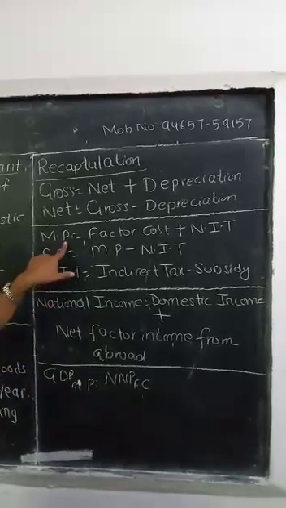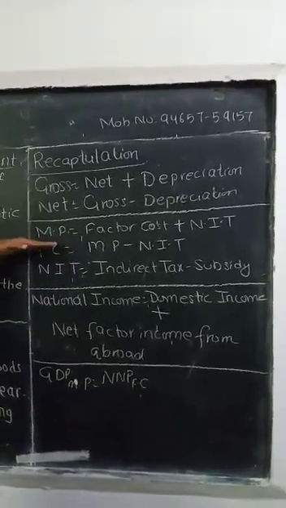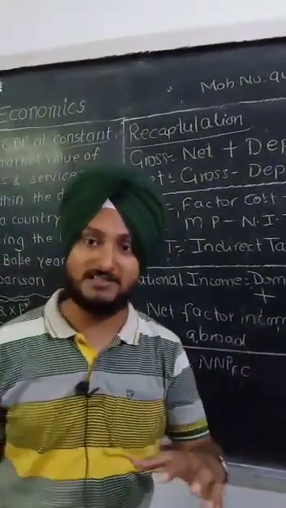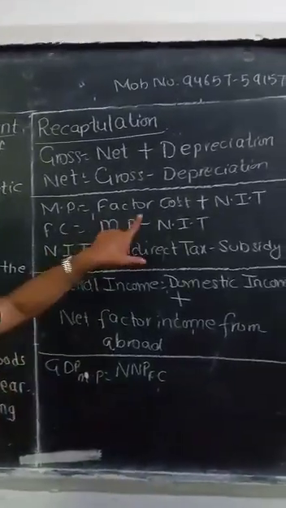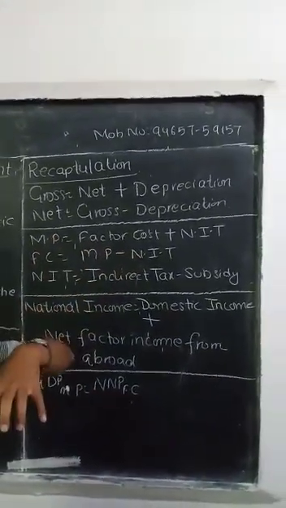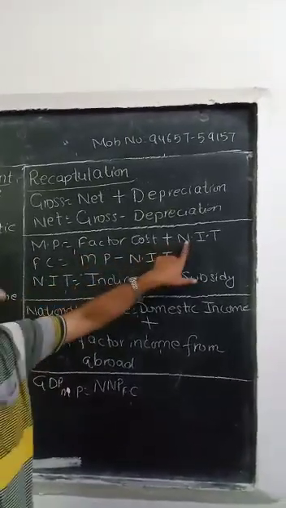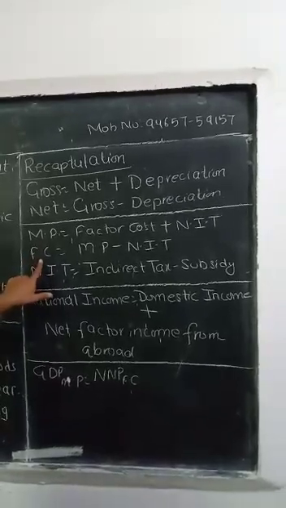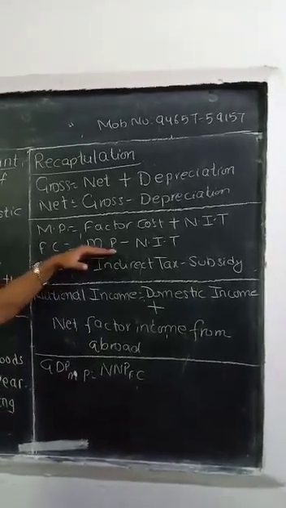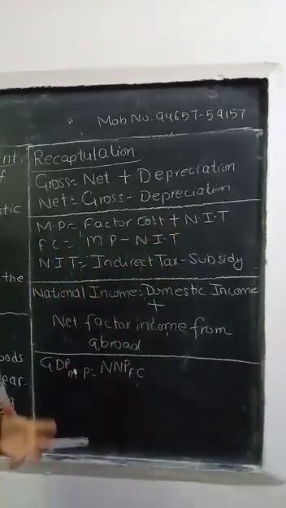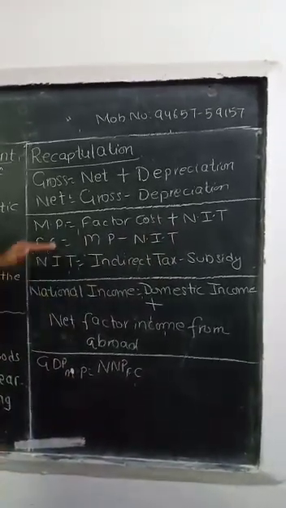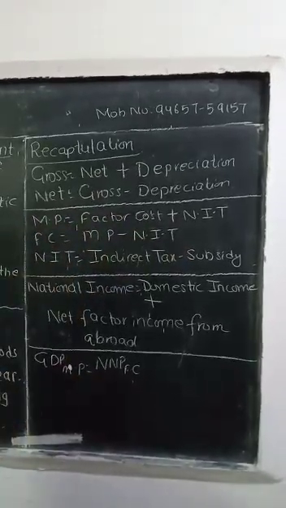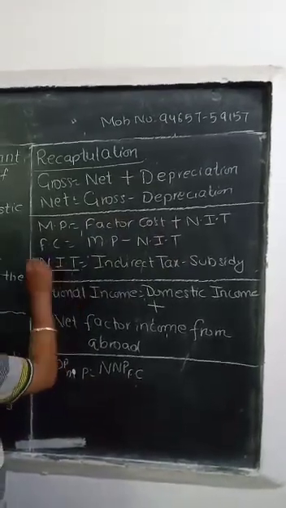Next one is MP, meaning market price. Market price means the price of goods available in the market after including all the taxes, and factor cost means the cost of producing a unit. If we add net indirect taxes to factor cost, we will get market price. And factor cost is equal to market price minus net indirect taxes. So you can easily recognize that the difference between market price and factor cost is net indirect taxes. Very easy to understand.